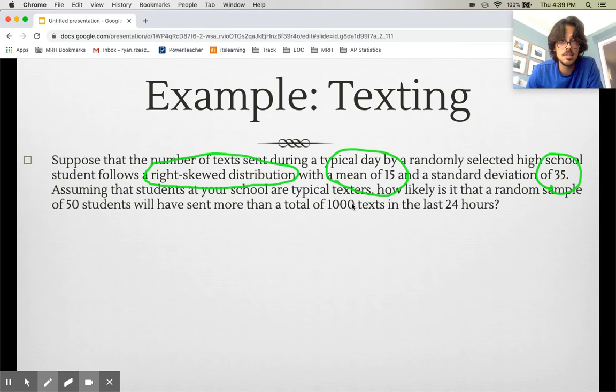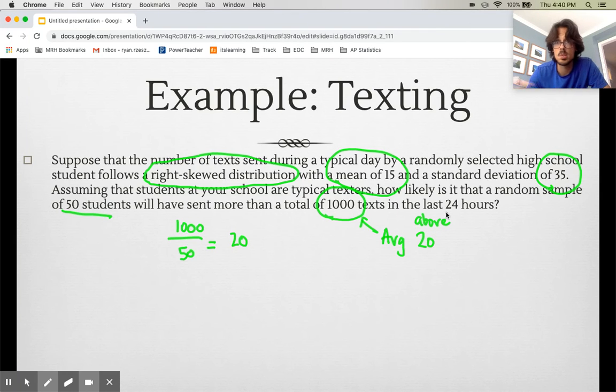We are looking at kids at our school, and we're looking at a sample of 50 kids, and we want to figure out what the probability is that if I pick 50 kids, between them, they will have sent a total of at least 1,000 texts or more than 1,000 texts. Okay? So that's just a total. That's not an average. So you may be looking at this like, okay, what happens now? But if you know the total and you know how many of them there were, it wouldn't be that hard to find the average. All you need to do is divide it. And if you divide these two things, that's going to make 20. So this problem is basically saying, what's the probability that if you pick 50 kids, the average is above 20? That's what it means. Okay?